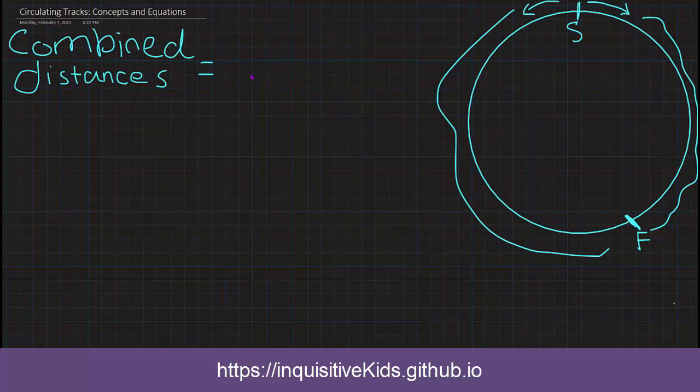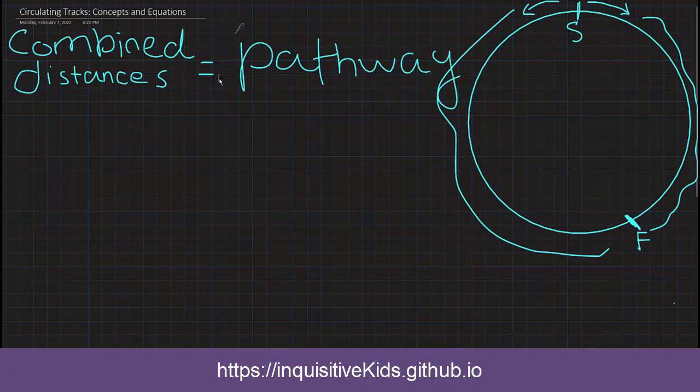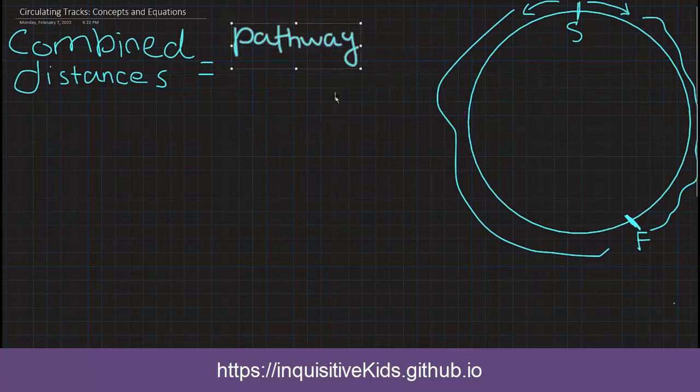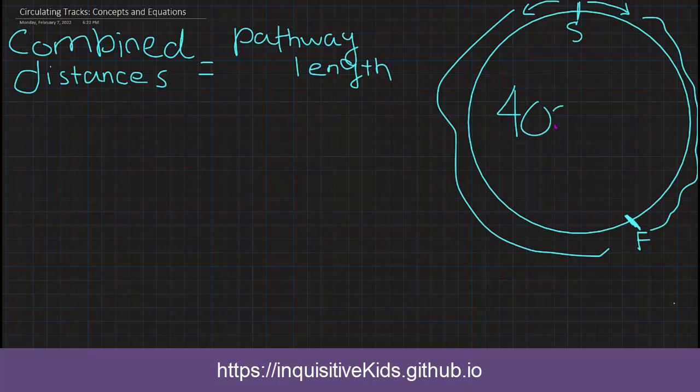the pathway length. So no matter how much each of these people went by themselves, their combined distances are always the pathway length. So for example, if this problem's pathway length was 400 meters, then their combined distance would be 400 meters no matter what.